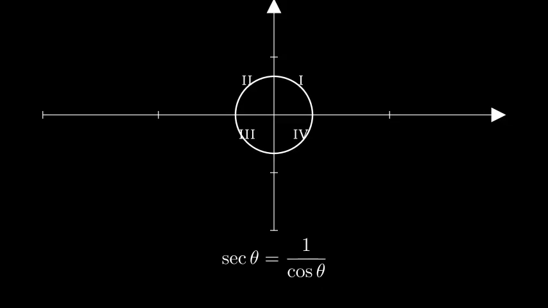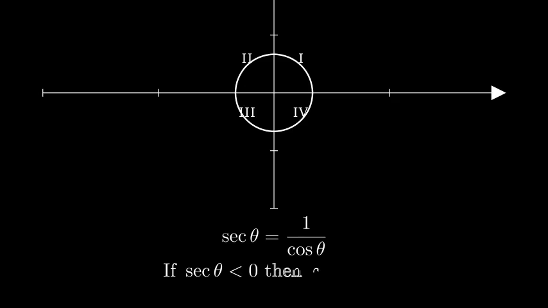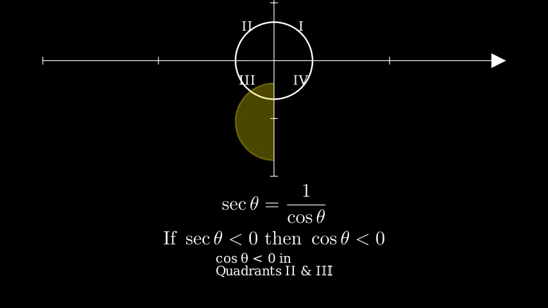First, let's recall that secant theta is equal to 1 over cosine theta. Since we're given that secant theta is negative, this means that cosine theta must be negative because 1 divided by a negative number gives a negative result. Cosine is negative in quadrants 2 and 3. This is because in these quadrants, the x-coordinate is negative, and cosine represents the x-coordinate on the unit circle.